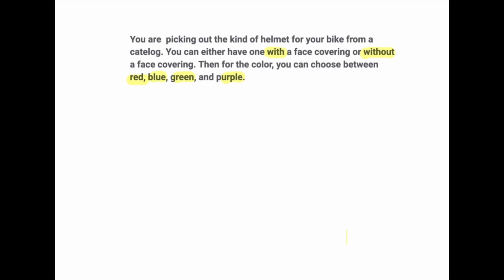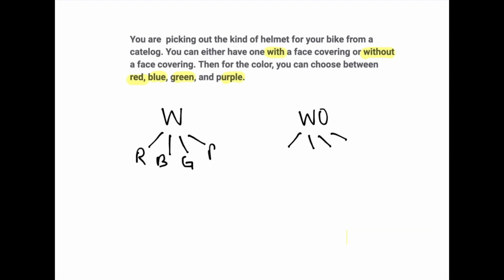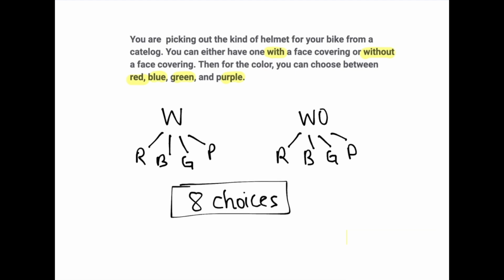Now let's see how you did. We have with and without the face covering. Then you have 4 choices for colors. We have red, blue, green, and purple on each one of these. So how many possible choices are there? There are 8 choices.